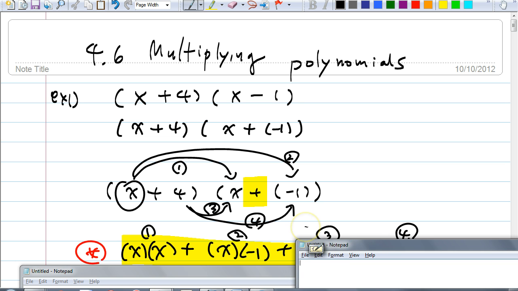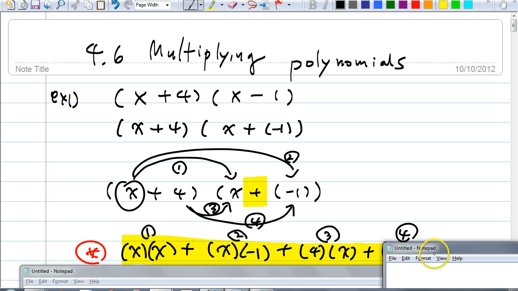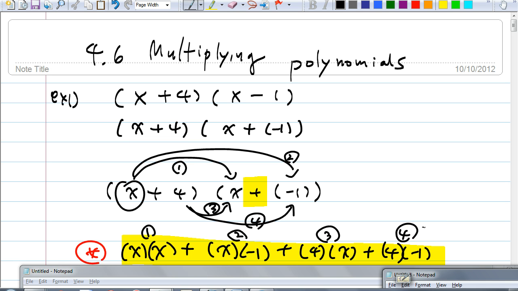Plus, again, am I done? No, we got to multiply that other term. We got 4 here. 4 times x. I'm going to write out 4 times x, plus 4 times -1. Now, I want you to simplify these. Can you do it? Go ahead, everybody try. I'll wait. Finish it up.